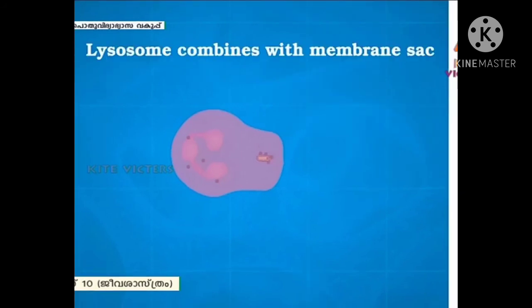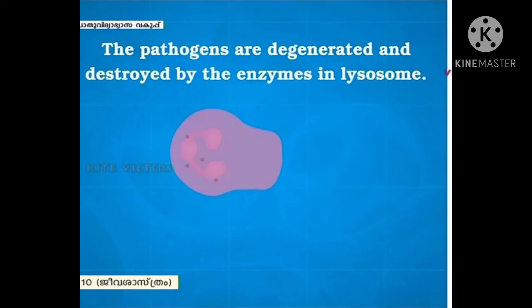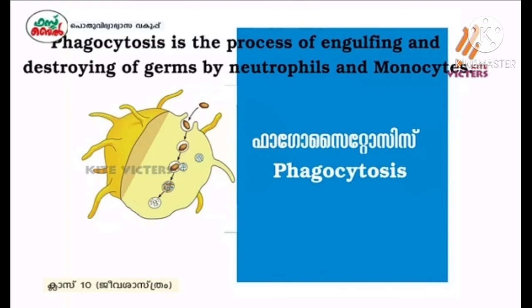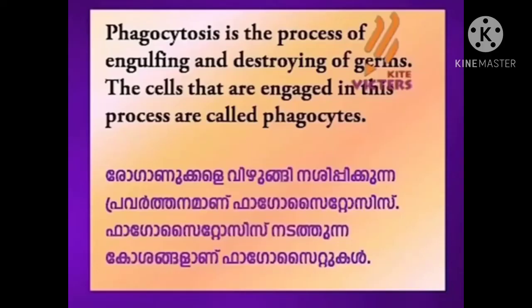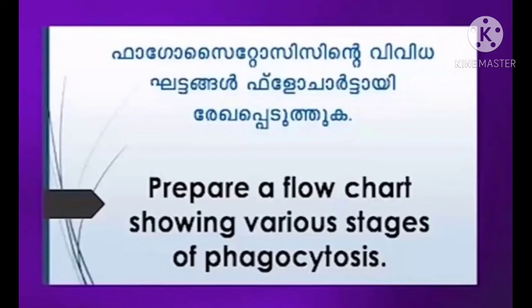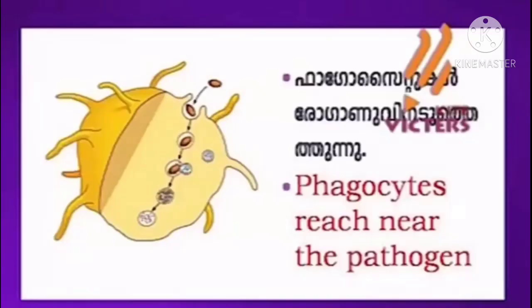The lysosome combines with the membrane sac, and the pathogens are degenerated and destroyed by the enzymes in the lysosome. Thus, phagocytosis is the process of engulfing and destroying of germs by neutrophils and monocytes. The cells that are engaged in this process are called phagocytes. Thus, we can prepare a flow chart showing various stages of phagocytosis.